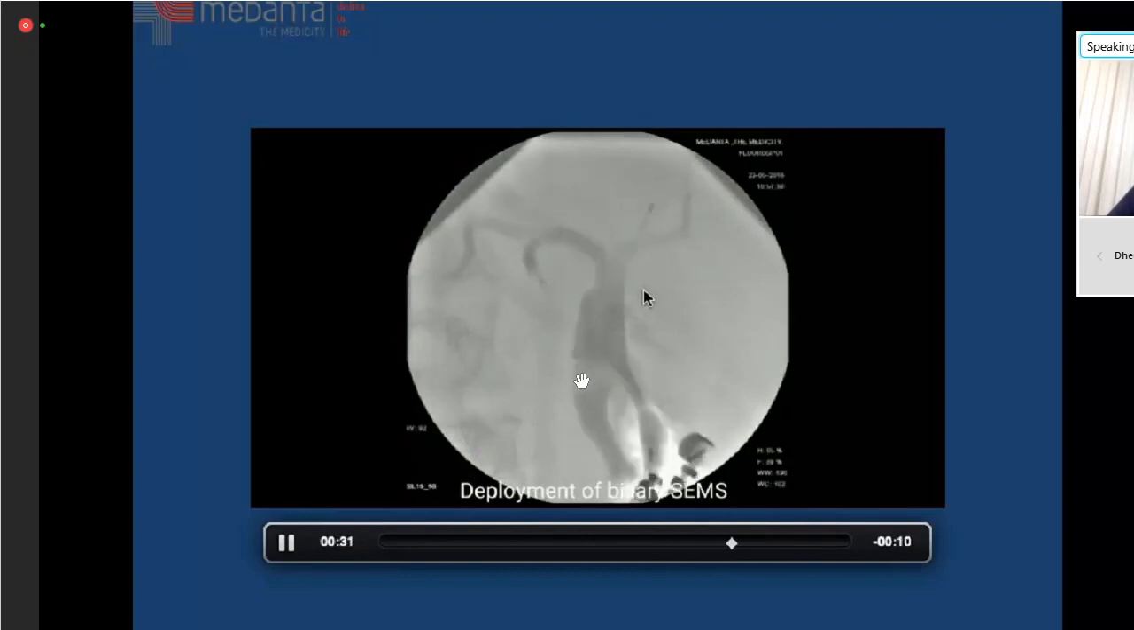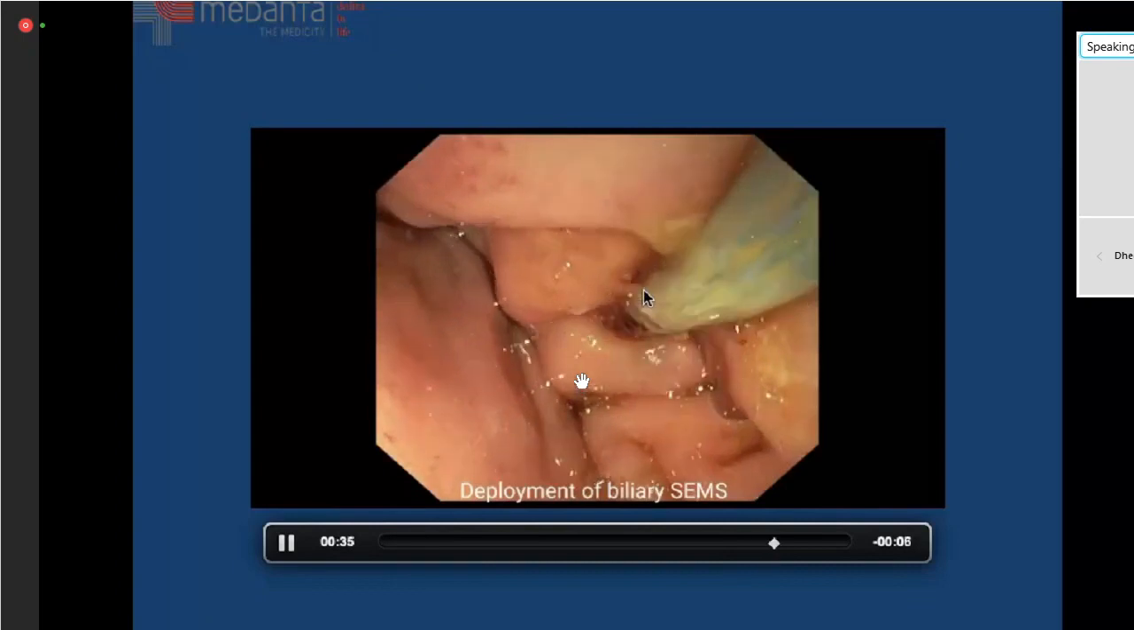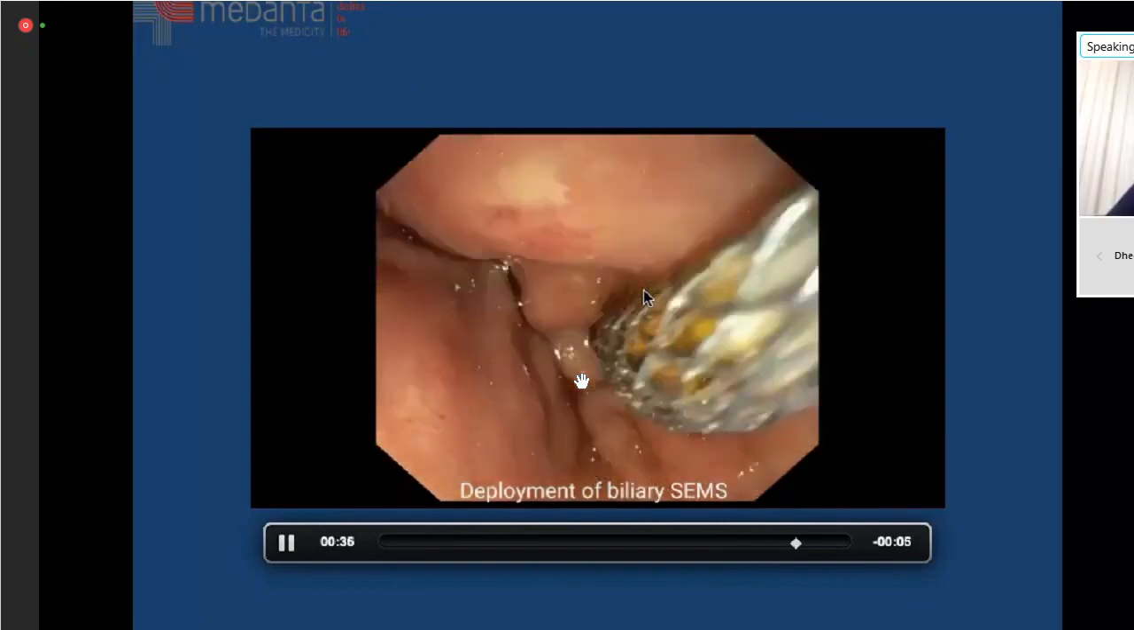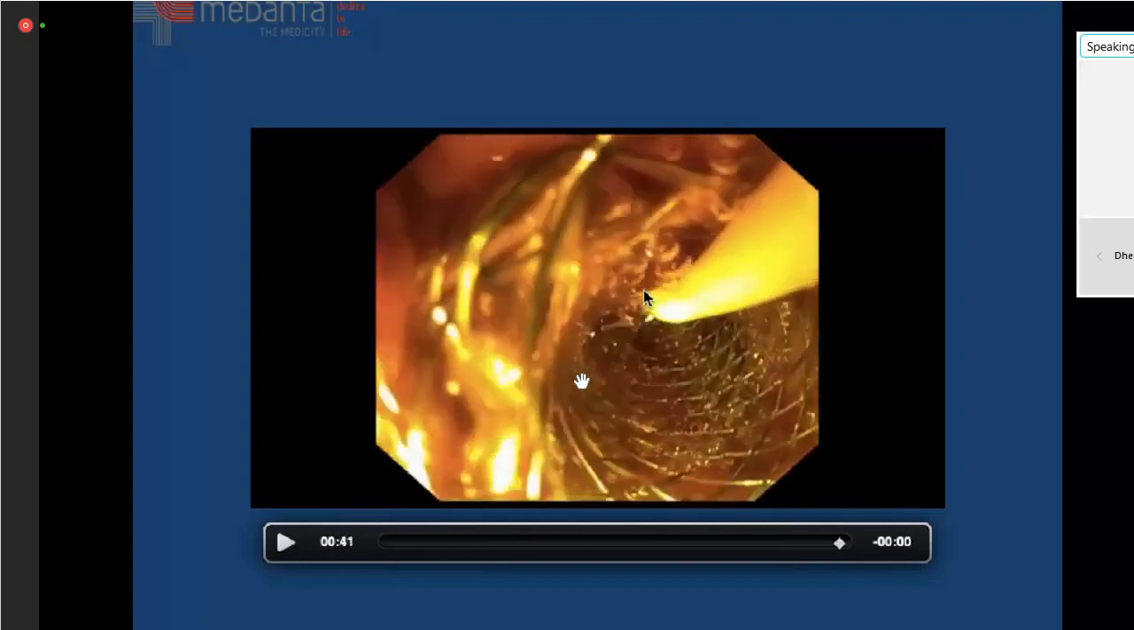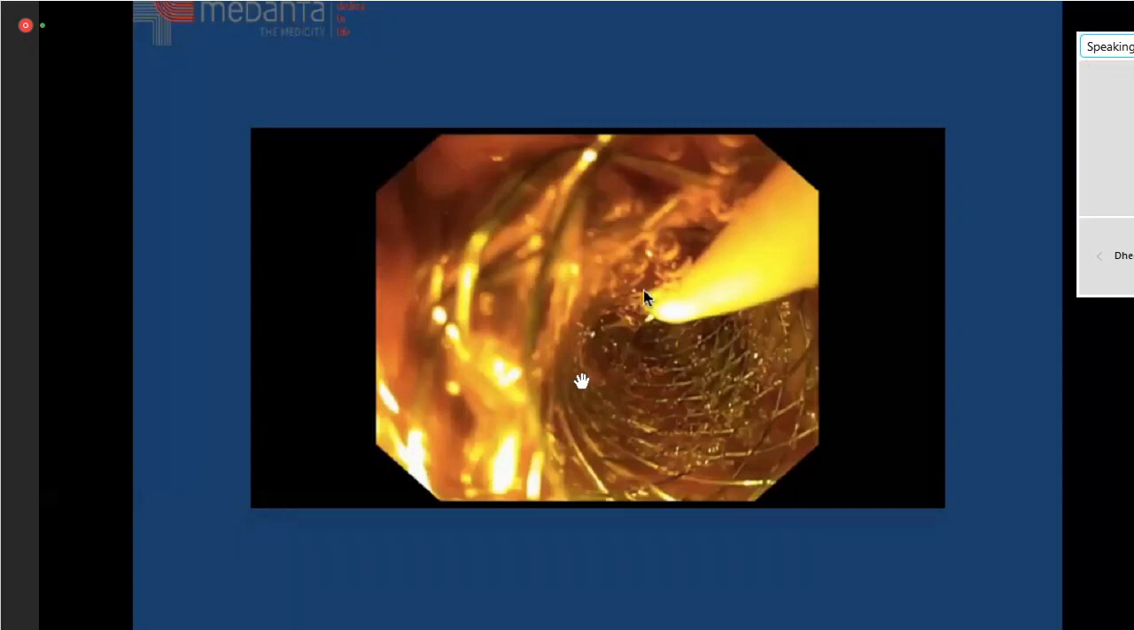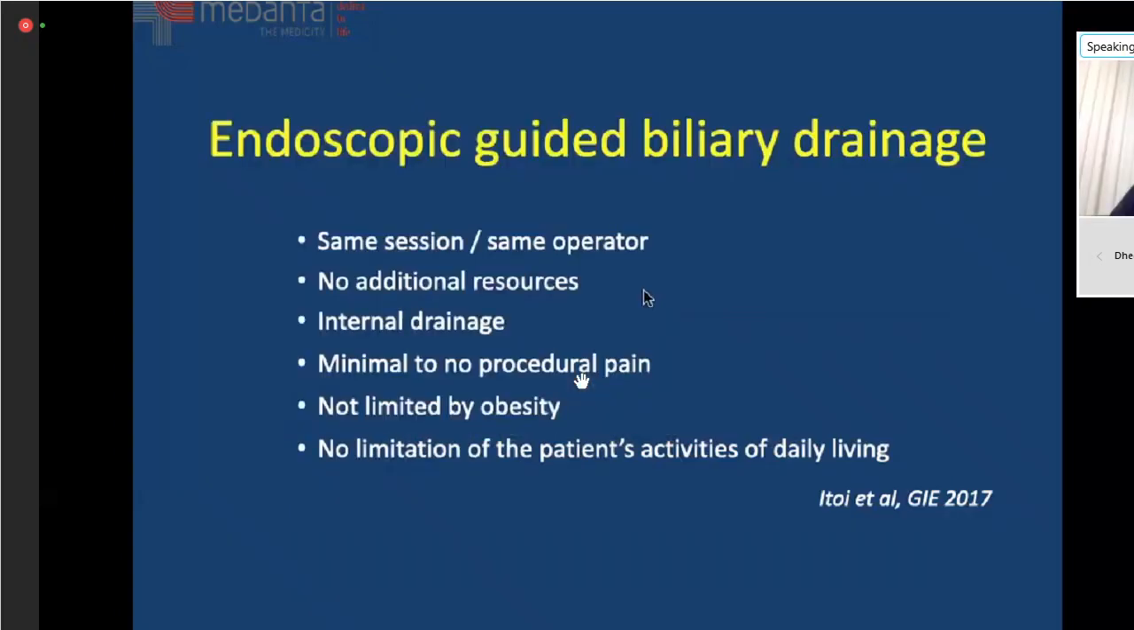There are various methods. So just for the DNB student, you should know you can do transgastric or you can do transduodenal. You can do antegrade or you can do retrograde. So 4 terms you should remember: transduodenal, transhepatic, antegrade or retrograde. These are the methods by which you can do the drainage of the bile duct.